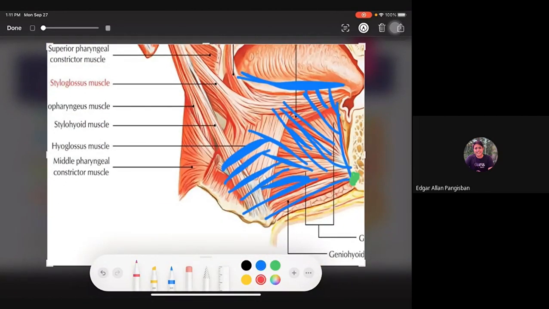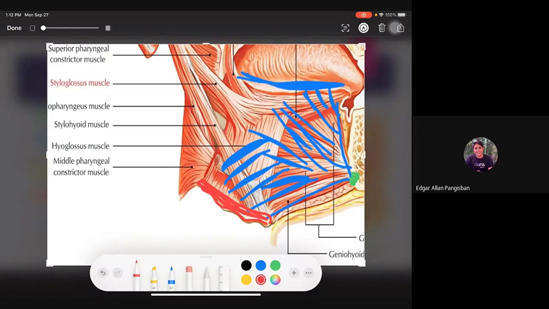Your hyoid bone is here. Okay, a bone of the neck. Sorry, this is a bone of the neck, your hyoid bone. This is the insertion of your genioglossus. And the other one is your lingual aponeurosis. So we have your aponeurosis.